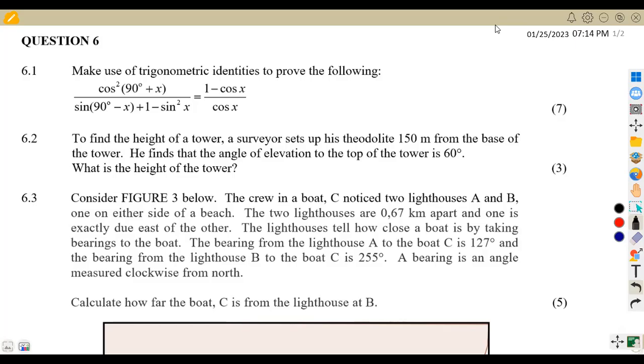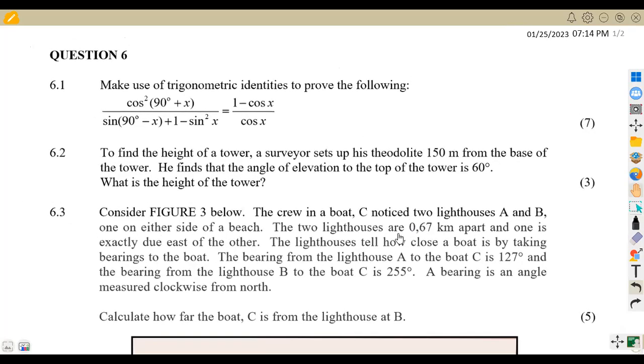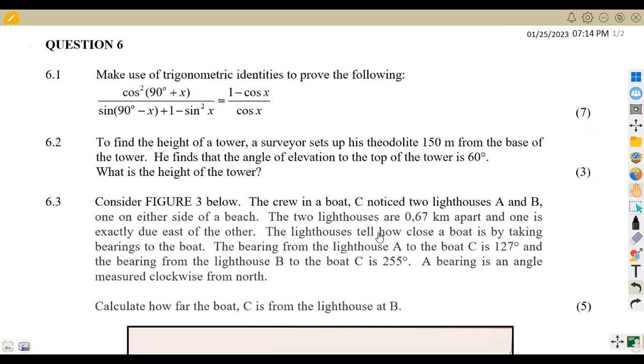Okay, anyways guys, let us quickly rush through the questions that we are given. Sorry for the delay introducing a lot of things, but I hope it helped us also as we are moving. So the first part, on question 6, we are given to make use of the trigonometric identities. You are working with trig identities to prove the following. So we're given an identity that we are supposed to prove in this case.